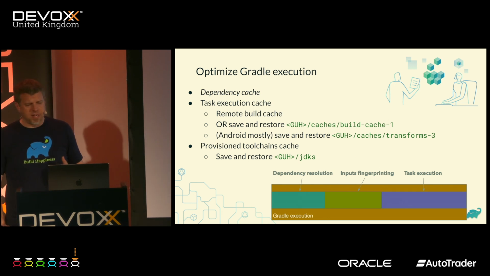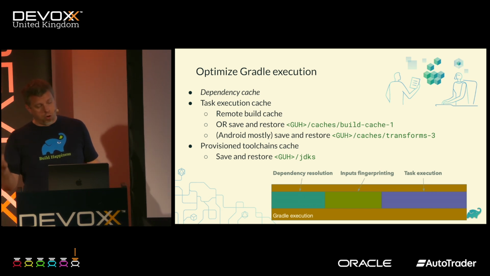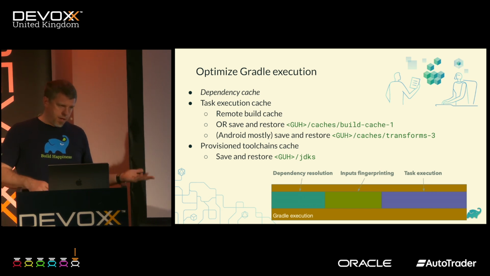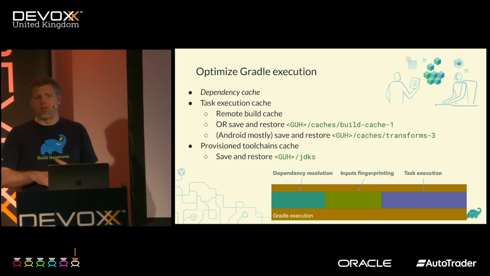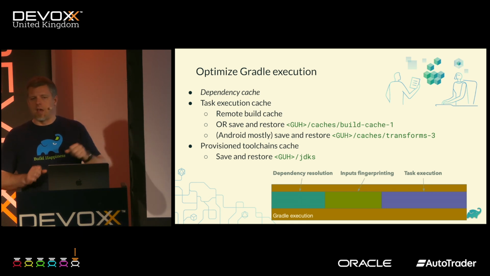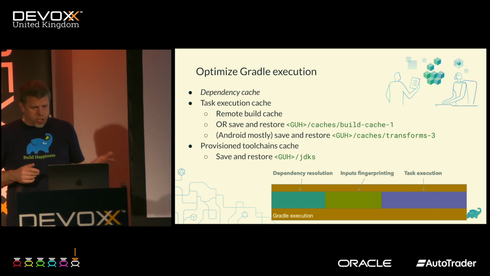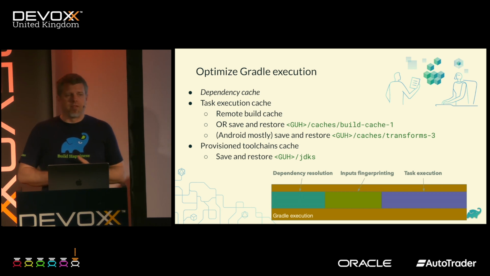And then finally, on the execution side, I mean, dependency cache, task execution cache, again, remote build cache, you can save and restore things. Android mostly, you can also restore these transforms. So that's, again, one of the features Gradle uses to take an Android application archive and then explode it into these different components and run things on the separated components. If you use toolchains, you can also save and restore the JDKs.